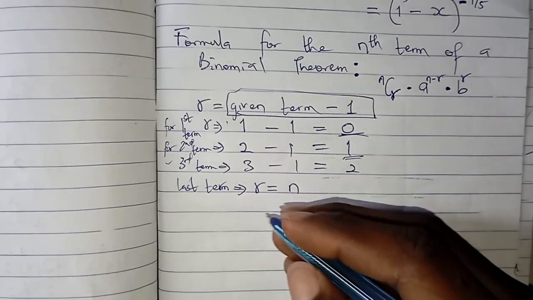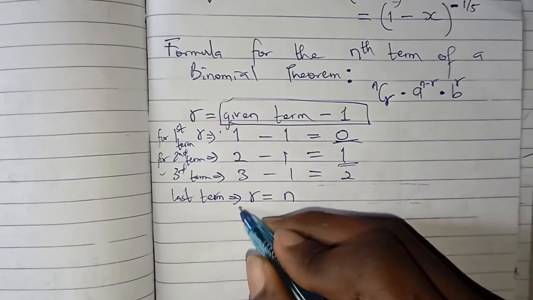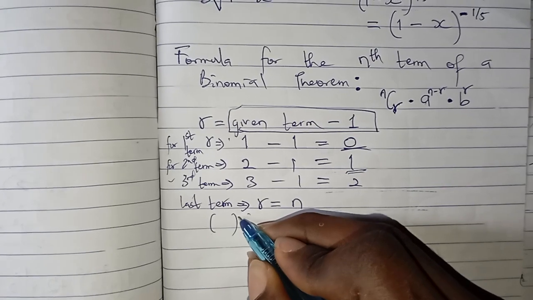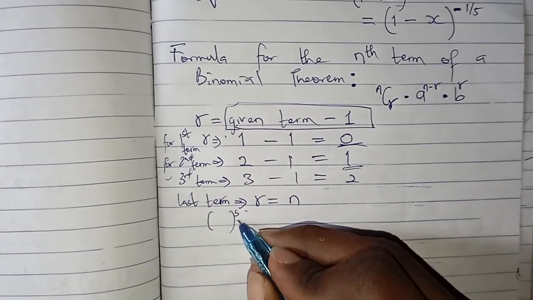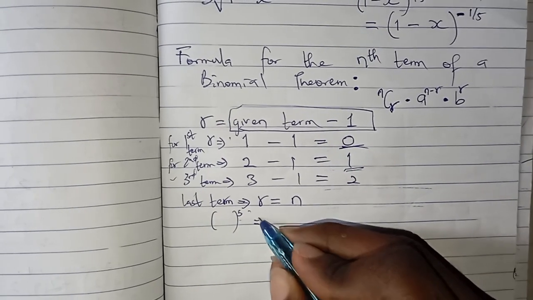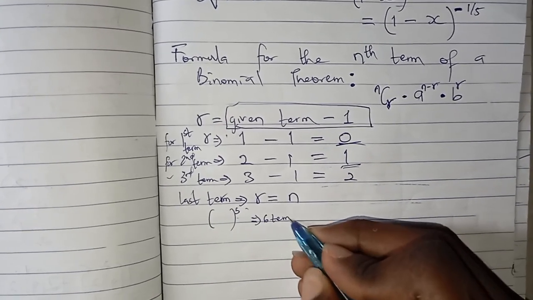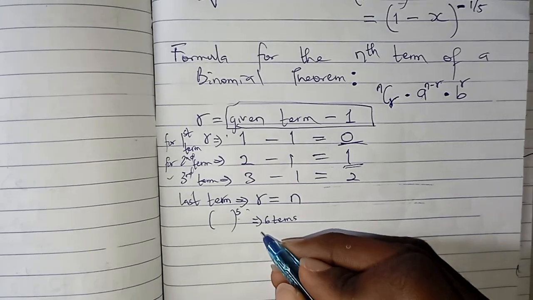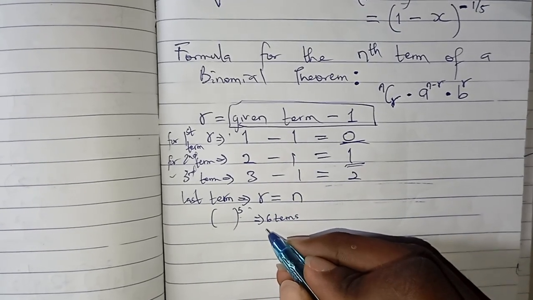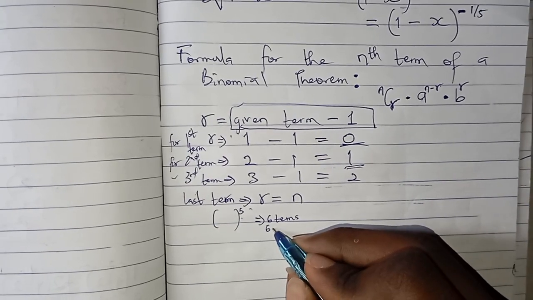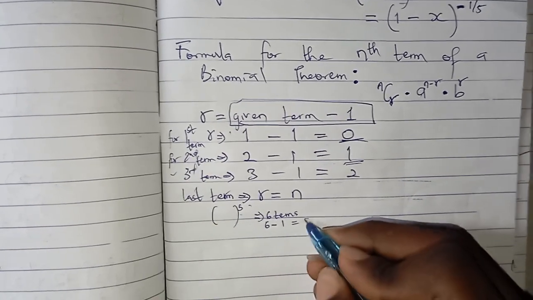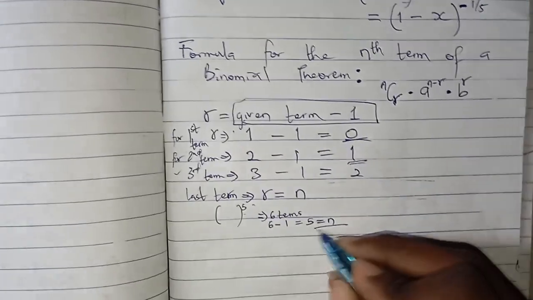Or you simply check the question they gave you. Let's say they gave you 5 as the power. Remember that if 5 is the power, the number of terms you will have will be 6 terms. If you know it's going to be 6 terms, remember when we started binomial expansion, you simply do r, the last term, 6 minus 1, which is equal to 5, and this is equal to n.